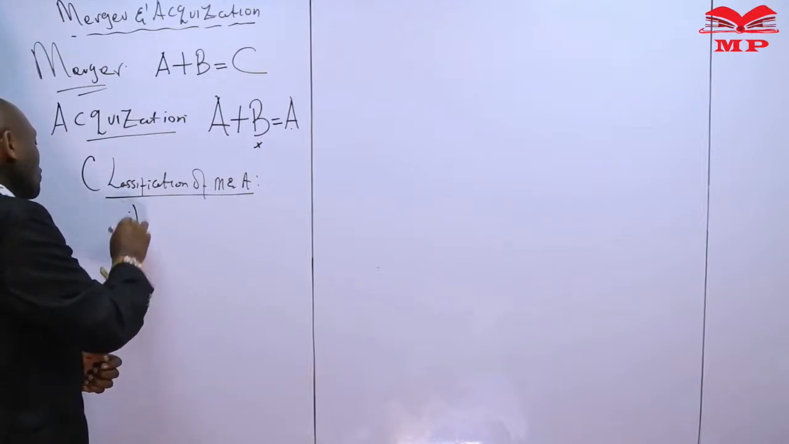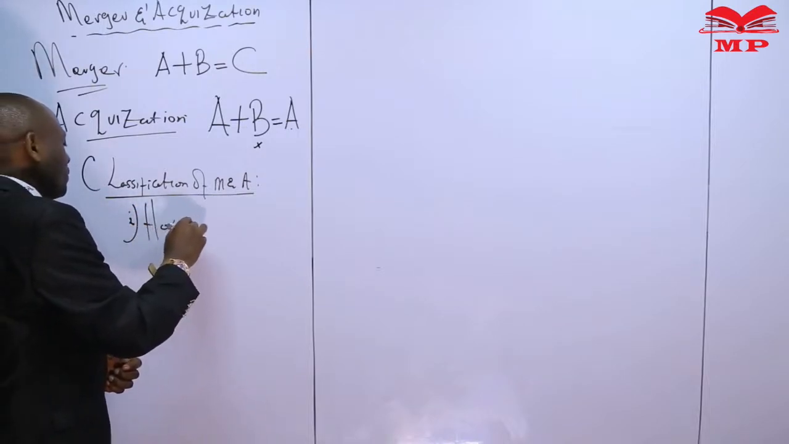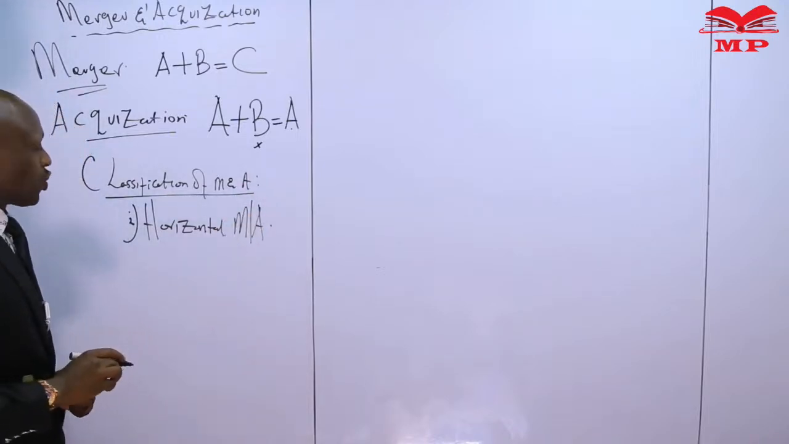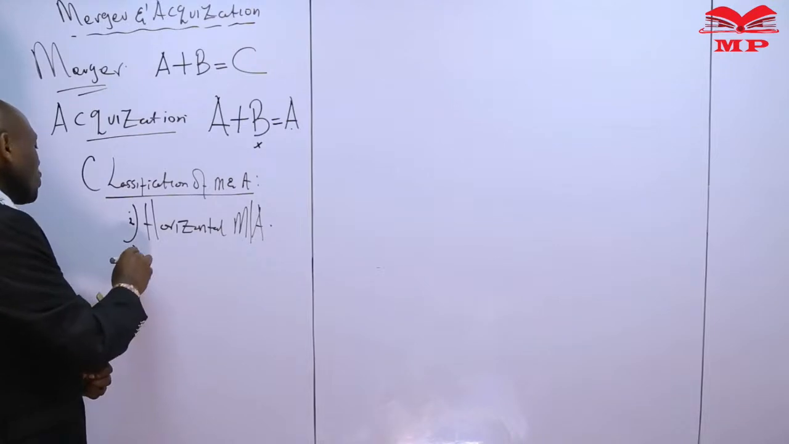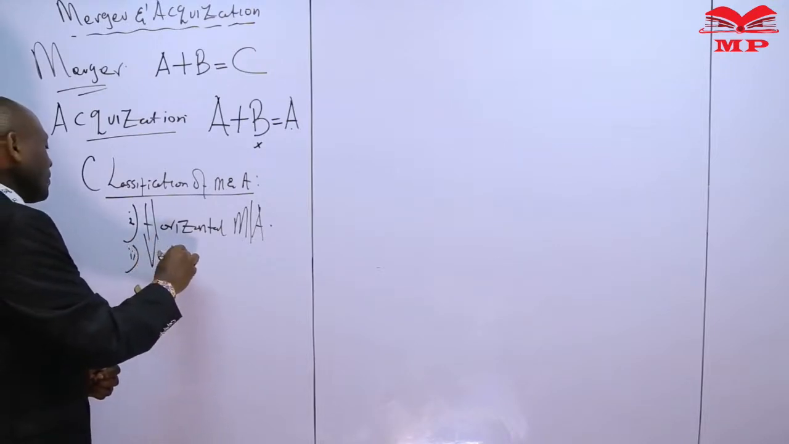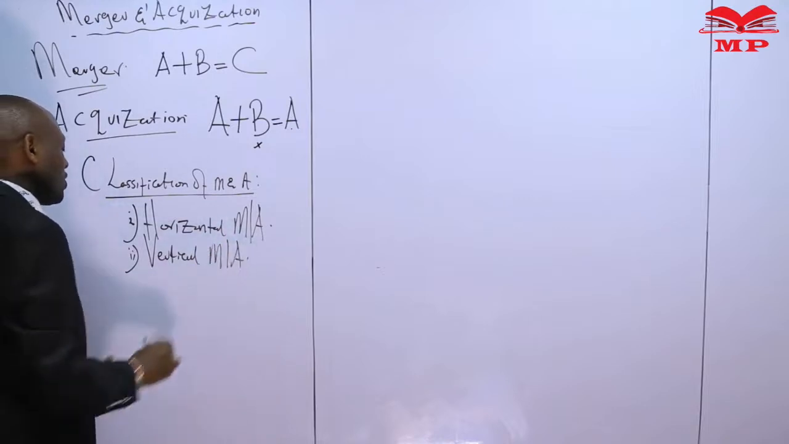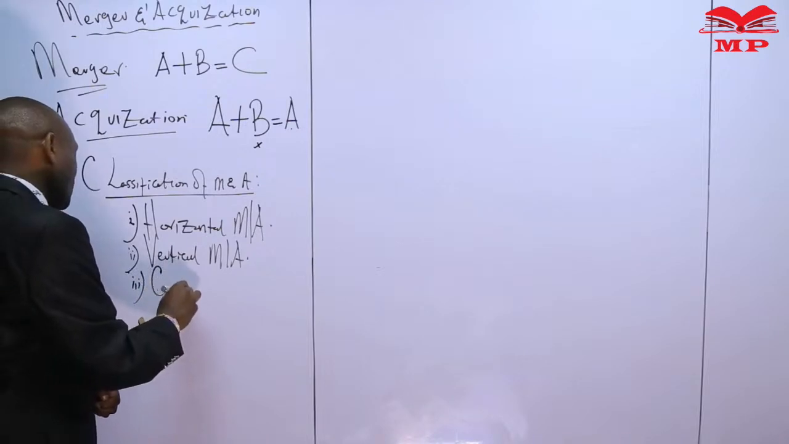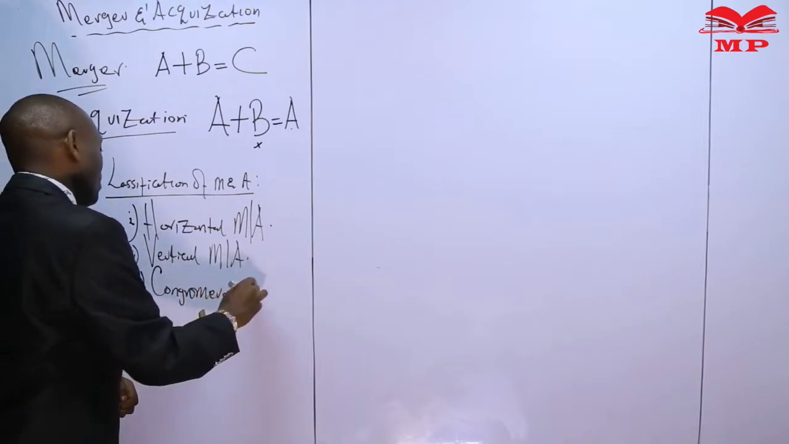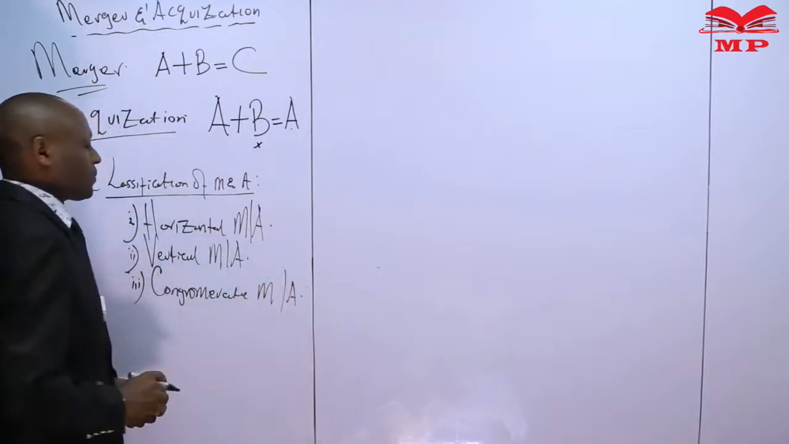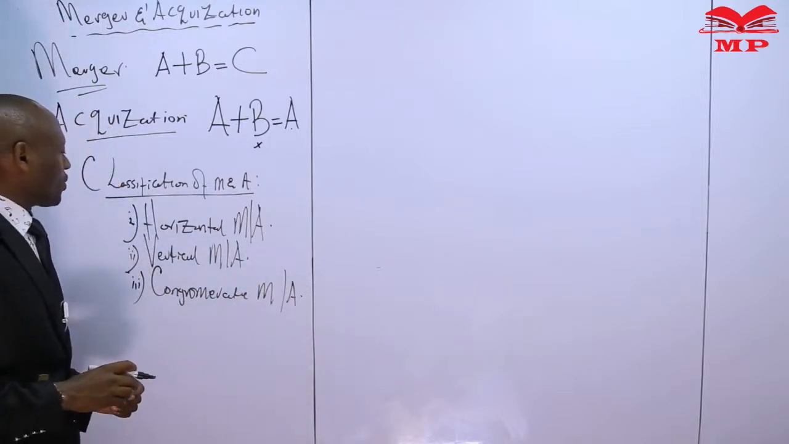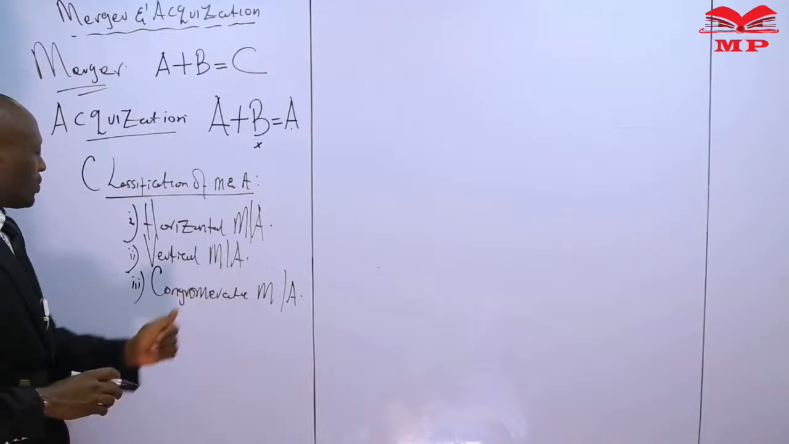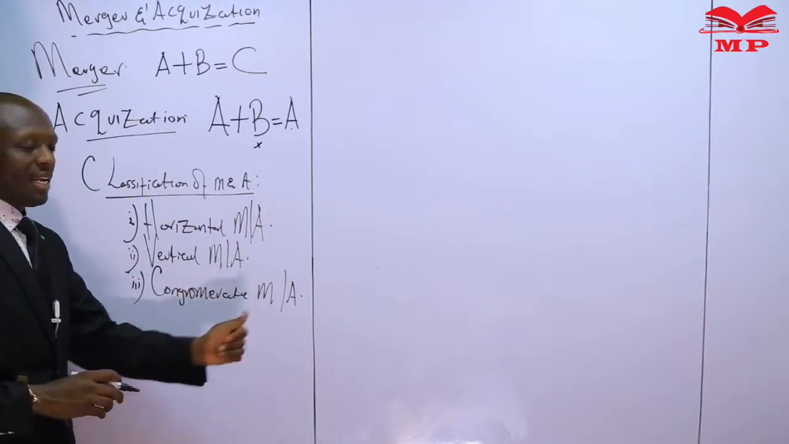The first one, we talk of horizontal merger or acquisition. Number two, we talk of vertical merger or acquisition. And the third one, we talk of conglomerate merger or acquisition. So in the classification of merger and acquisition, there is horizontal merger and acquisition, vertical merger and acquisition, and conglomerate merger and acquisition.